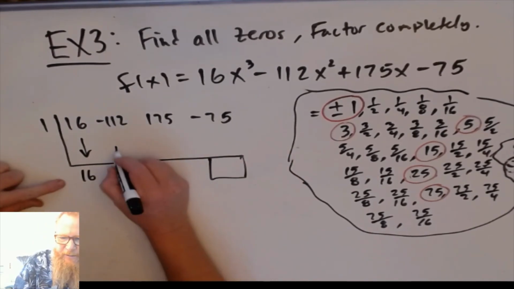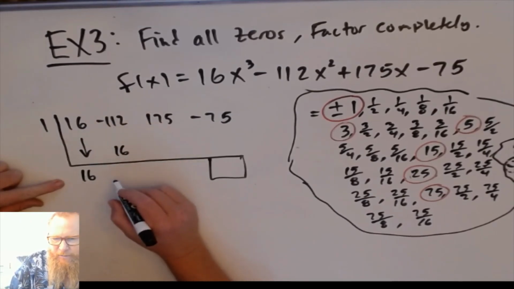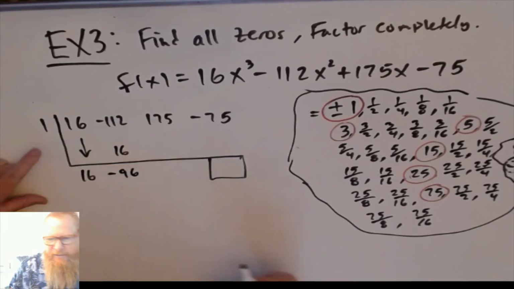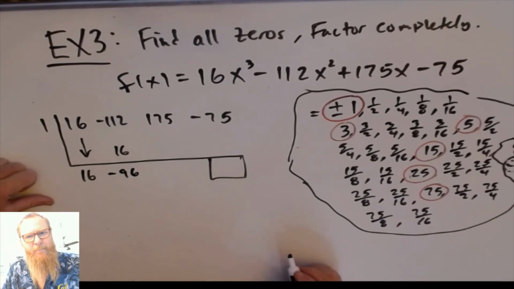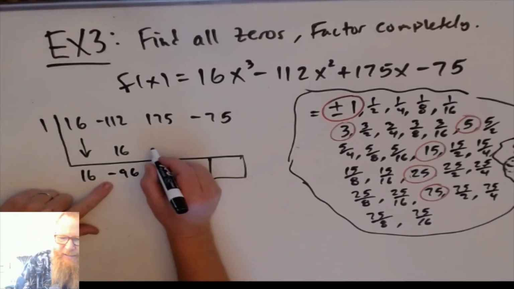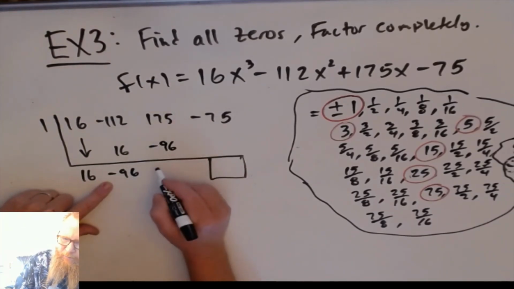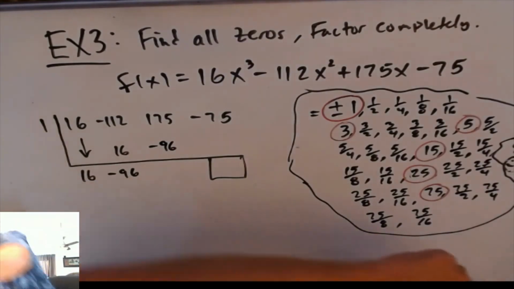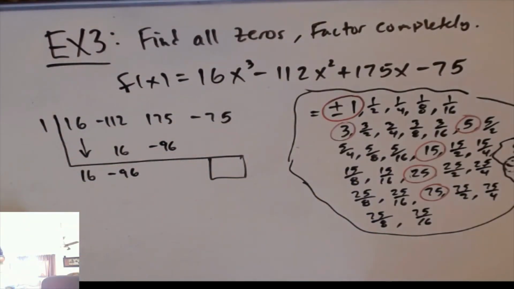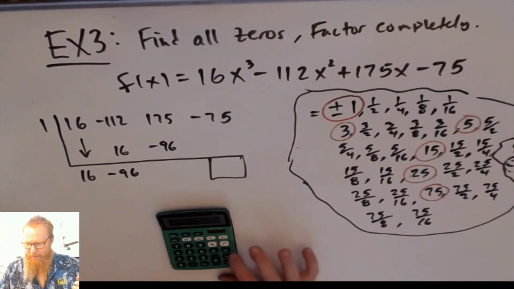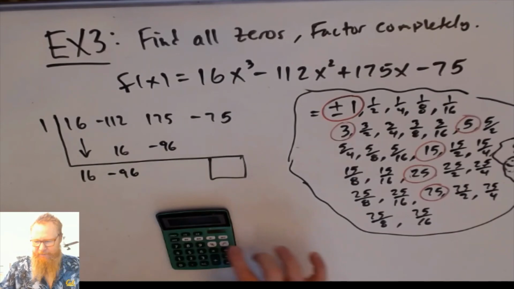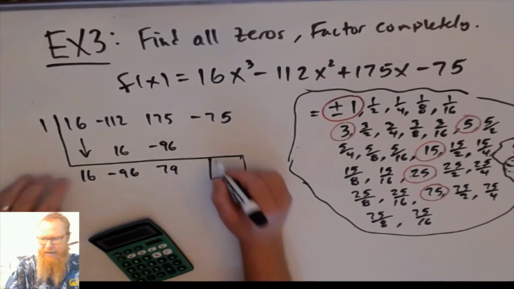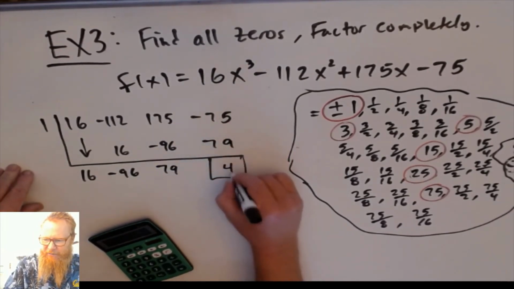So let's see. 1 times 16, negative 112 and 16 is negative 96, I think. I don't have my calculator handy, but I hope so. All right, 1 times negative 96 is negative 96. And then 175 and negative 96. I might as well just get my calculator so I don't have to stop and think every 2 seconds. Yeah, so that's negative 96, and then 175 minus 96. I should have been able to do that in my head. 79, negative 75, 79 is 4.